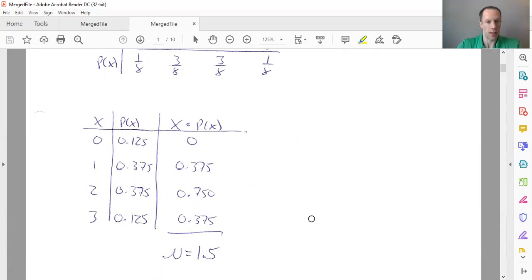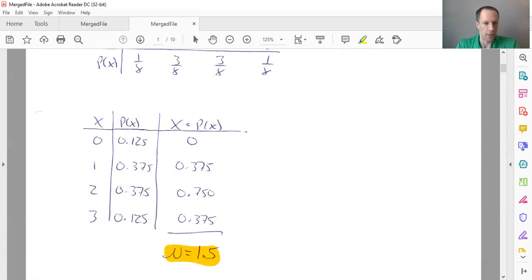Now, to work out the mean of this distribution, what I do is I just take each value of X times its probability. So 0 times 0.125 is 0. 1 times 0.375 is 0.375. 2 times 0.375 is 0.750. 3 times 0.125 is 0.375. And then I just add that last column up, and that would be the mean of my distribution.